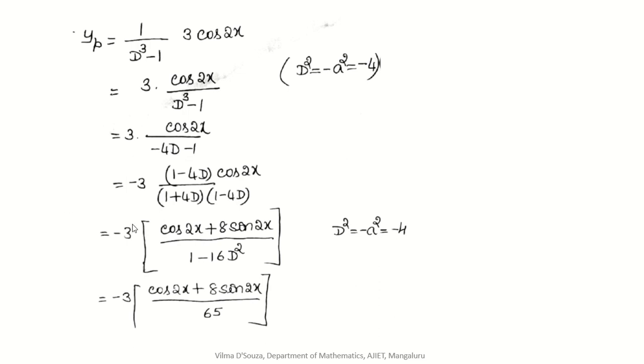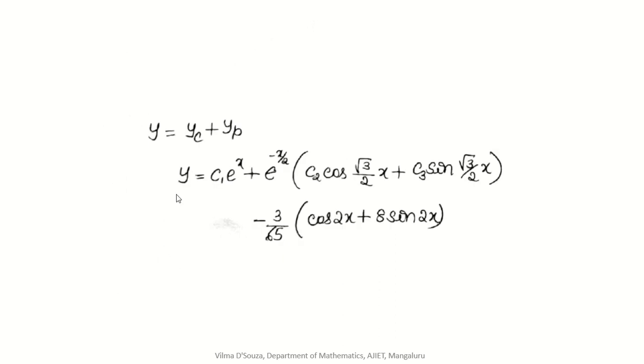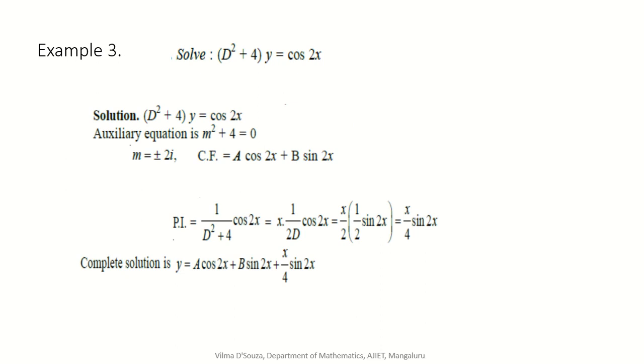So you have found yc and yp. What is your next step? Writing down the final solution. Y is equal to yc plus yp. That is, y is equal to, write down what is yc plus yp. I hope it is clear to you. If not, just go back and recheck again. We'll move on to the next problem.